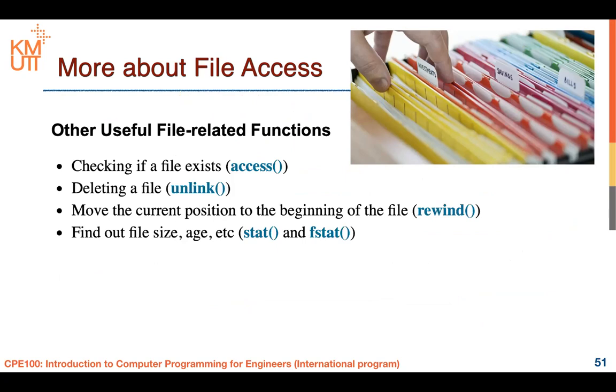Okay, here are the list of useful functions for files, right? If you want to check for the existence of a file, you can use access. If you want to delete a file, you can use unlink. If you want to move the current position to the beginning of the file, you can use rewind. If you want to go back to the beginning of the file and read it again, you use rewind, as its name says. If you want to find the file size, you can use stat or fstat. If you want to know the age, the creation date, or the updated date, you can use stat.